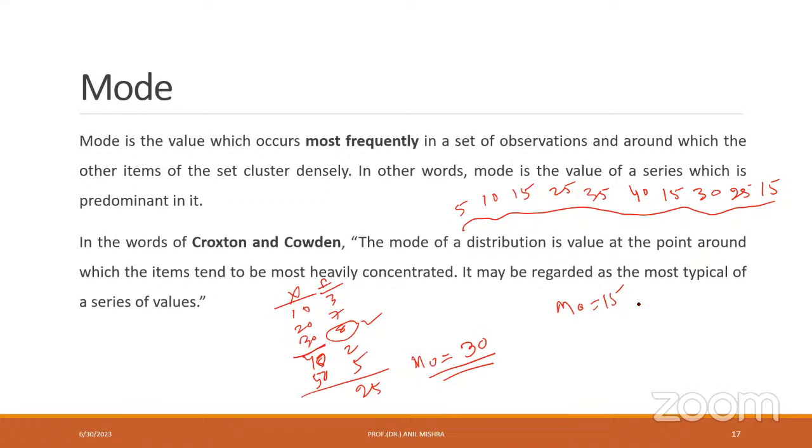But in the case of a continuous series, let's say x is given as 10 to 20, 20 to 30, 30 to 40, 40 to 50, and 50 to 60, and the corresponding frequencies are given as 3, 7, 8, 2, and 5. So what is the value of the mode?